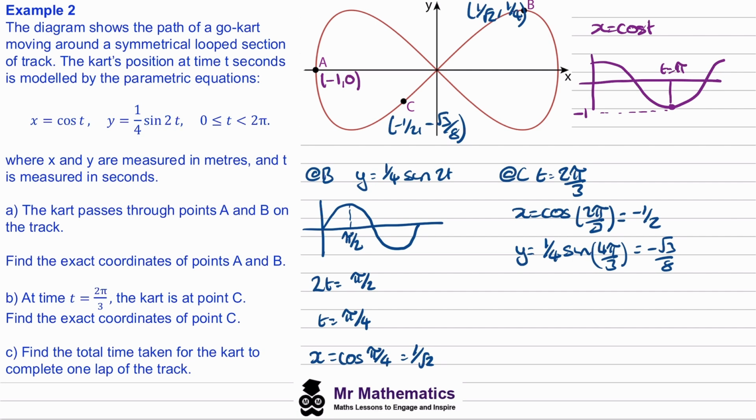For part C, find the total time taken for the car to complete one lap of the track. For x, we're given cos of t, and this will repeat every 2 pi radians. y is sine 2t, so this will repeat every pi radians. This means the car will complete a lap every 2 pi seconds.